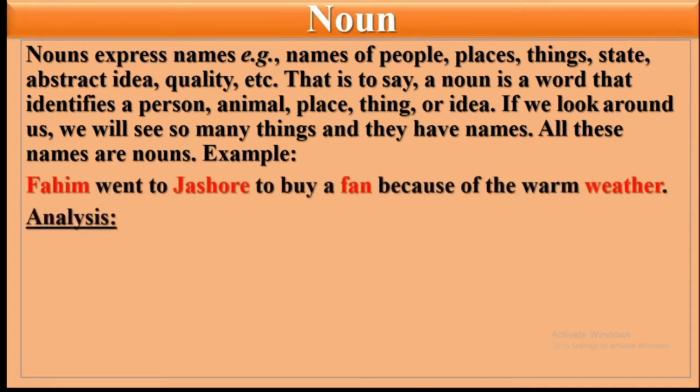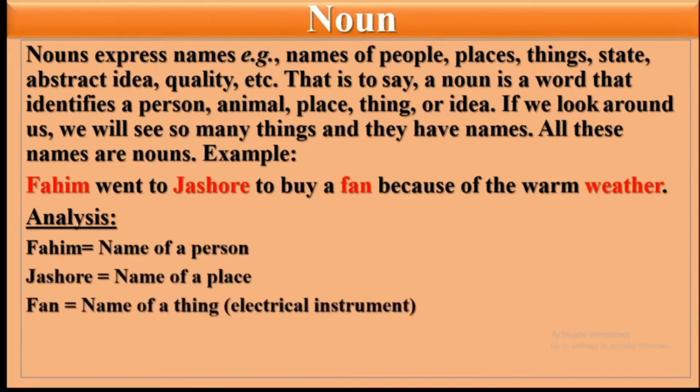Example: Fahim went to Jashore to buy a fan because of the warm weather. Here there are four nouns in this sentence. The first one, Fahim, is a noun because it is the name of a person. Jashore is also a noun because it is the name of a place. The third word, fan, is also a noun because it is the name of an electrical instrument that produces air. And the last word, weather, is also a noun because it expresses a kind of state or condition of the atmosphere.